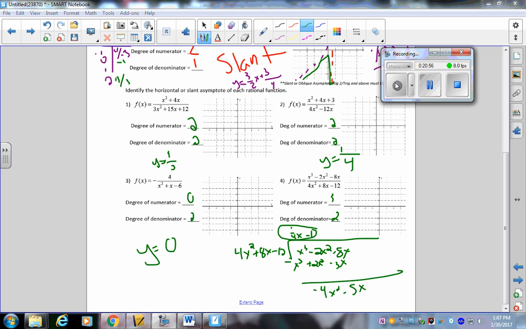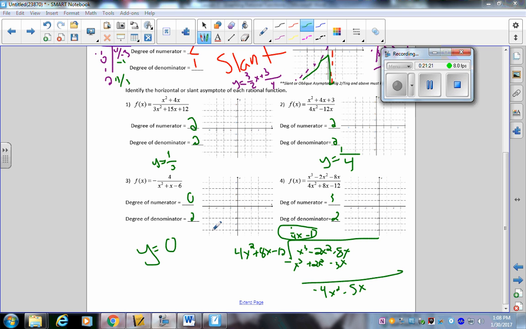All right, so let's take a look. In the first two, they're both the same degree, so it's just the ratio of leading coefficients. So the first one is 1/3, and then the second one is y equals 1/4. In example number 3, your denominator degree is bigger than your numerator, so that's y equals 0. In number 4, it's a slant or oblique asymptote because the degree in the numerator is bigger than the degree in the denominator, so we had to go through and do long division, okay?